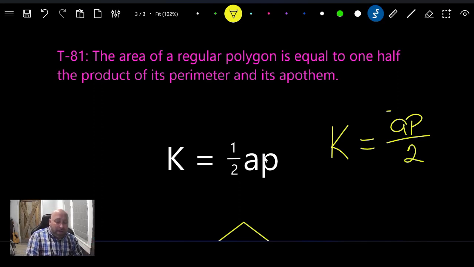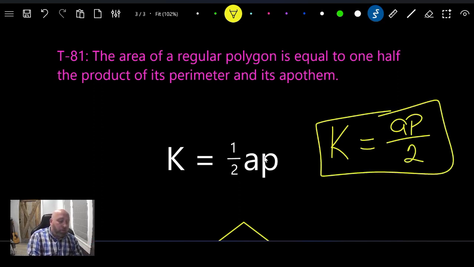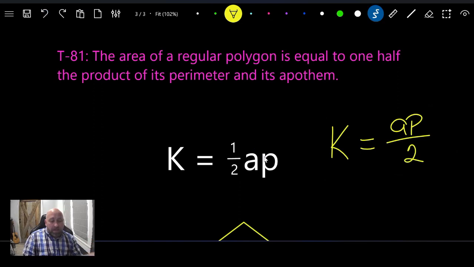You could do that too. I like this one better. Your book uses this one, but I kind of like the divided by 2 a little bit better. So you just do whatever you want there. But that's the way that you solve that. You take your perimeter times your apothem and you divide it by 2, and you're going to get the answer. You could also multiply it by 1/2. Same thing. Multiplying by 1/2 is the same thing as dividing by 2.